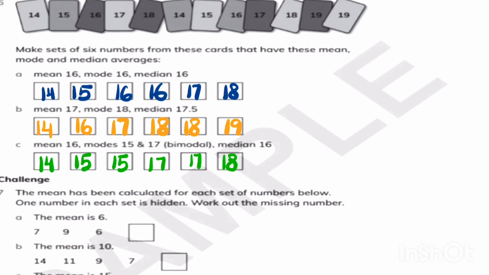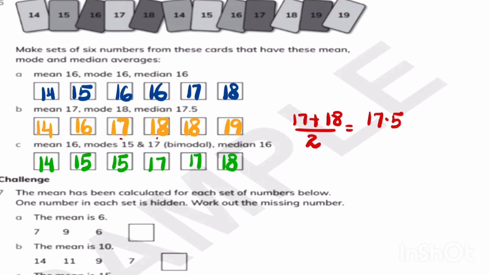See, the first set is saying mode 16 and median 16. So mode means a number repeating 2 times, and median is the middle number. We have 2 middle numbers. It means both should be 16, and because they are coming twice, the mode is also 16. In our part B, median is 17.5. Because we have 2 medians, we will add both the medians and divide them by 2. So in this way we can get 17.5. And 18 will be the repeated number because 18 is the mode.